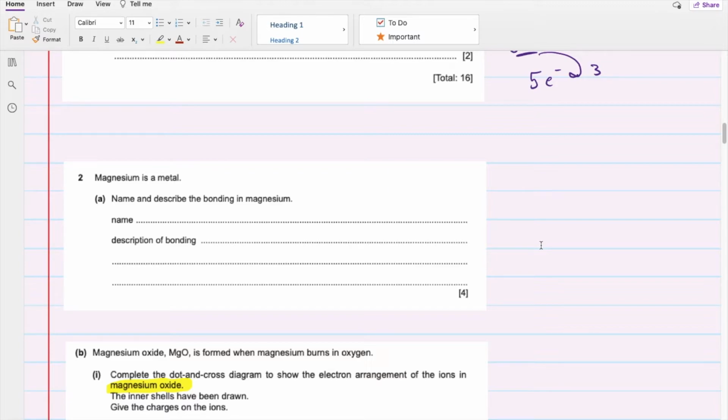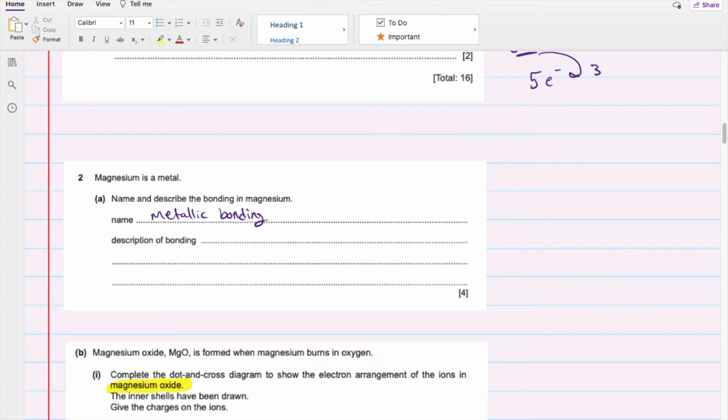Okay, so magnesium is a metal. Name and describe the bonding in magnesium. So since it's a metal, you know right away that it's metallic bonding. And now we're asked to describe that type of bonding. So I'm going to draw it out real quick.